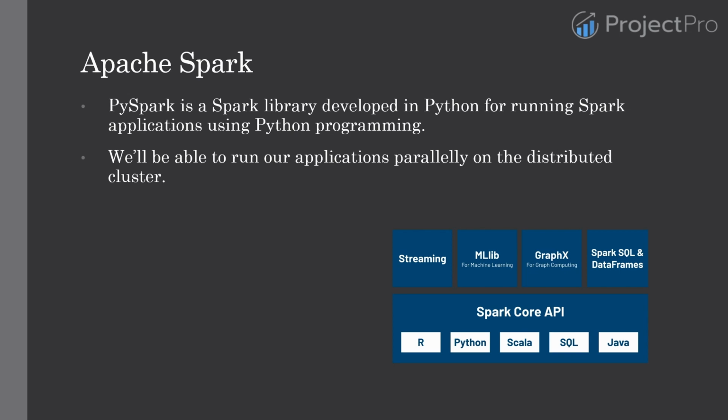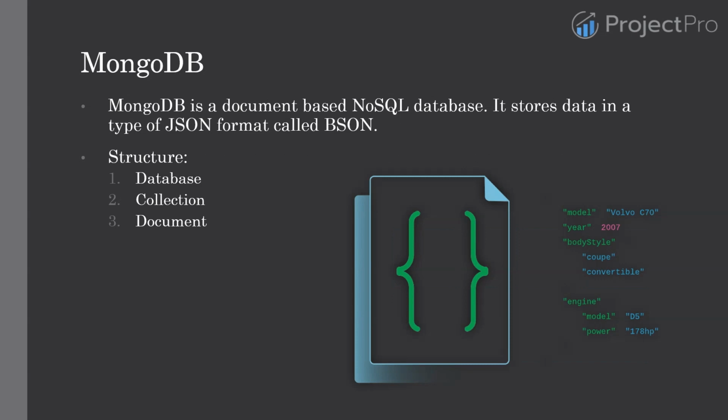Now let's discuss what MongoDB is. MongoDB is a NoSQL, document-based database, and it stores data in a JSON format. If you know about JSON, MongoDB's format is similar to JSON, and that format is called BSON. As you can see in this snippet here, this is how MongoDB stores its data in a collection.